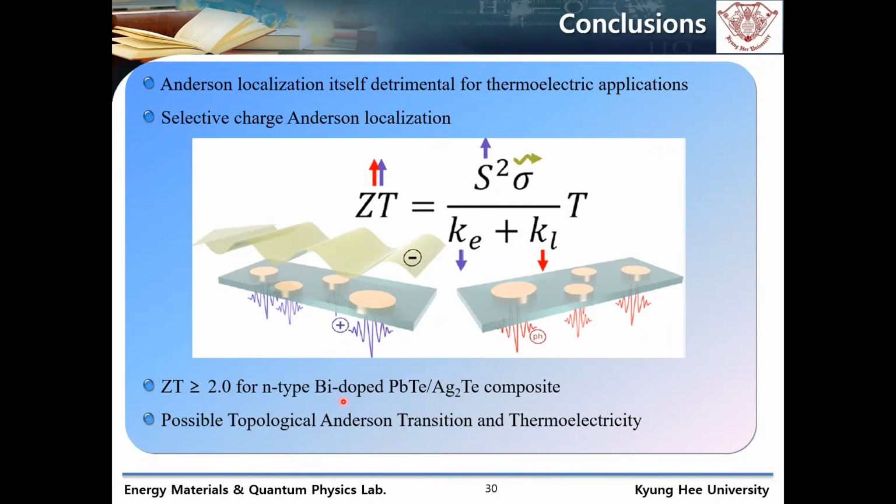Therefore, by using this concept, we achieved a high zT value above 2 for the n-type composite. Therefore, another concept, the topological Anderson transition and thermoelectricity, is a very good route to find high zT value materials. Thank you for your attention.